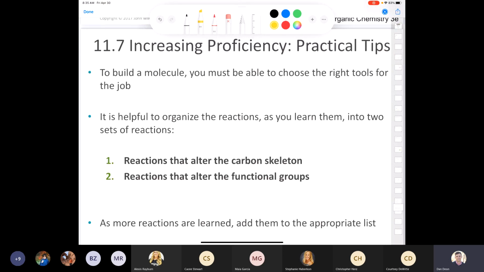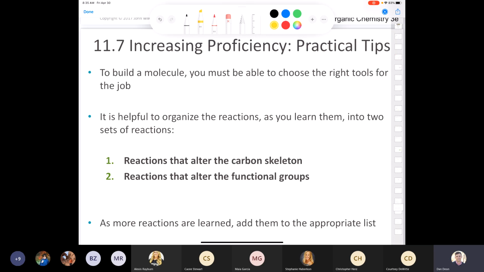Well, let's talk about the last section. So increasing proficiency. This is the kind of thing that I could sit here and yammer on to you about for the next 25 minutes, but you probably wouldn't want to hear me do that. So, what's the bottom line, you guys? I mean, I've taught this class long enough to know that you just have to know the reactions. There's nothing more than that.